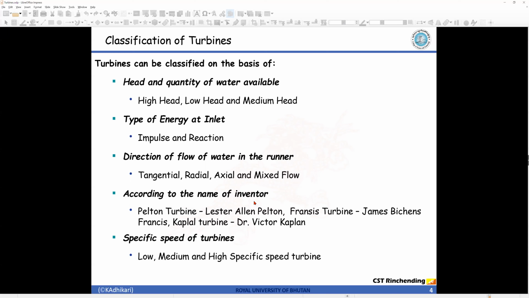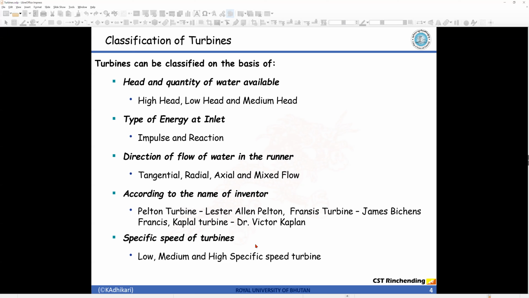So according to the name of the inventor, in our course we'll basically be referring to a turbine by name. For now, we will be studying three types of turbine: the Pelton turbine, invented by Alan Pelton, Francis by James Francis, and Kaplan by Victor Kaplan. So most of the time, I'll be referring to turbines by their name. Okay, and also it is classified based on specific speed.